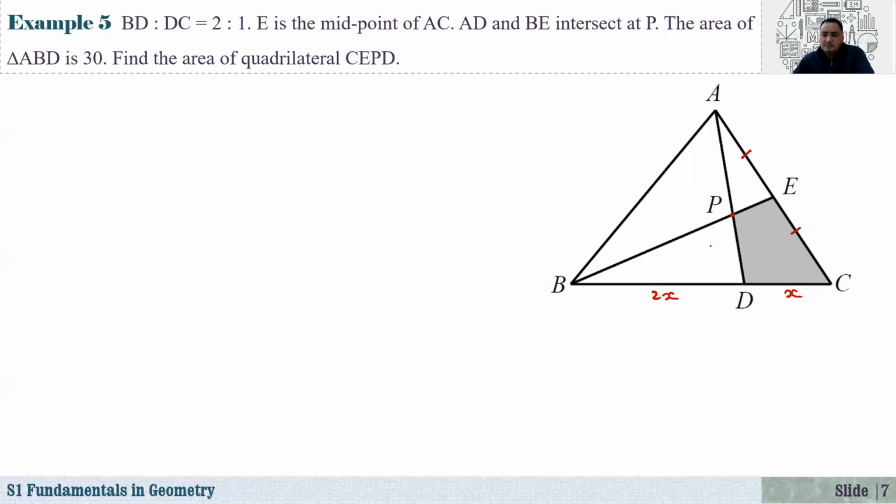The area of ABD is equal to 30. Find the area of quadrilateral CEPD. So to do this one, first I'm going to divide this area PDCE into 2 parts by drawing a straight line. So let's just divide this into 2 parts. Okay, so that's a straight line.